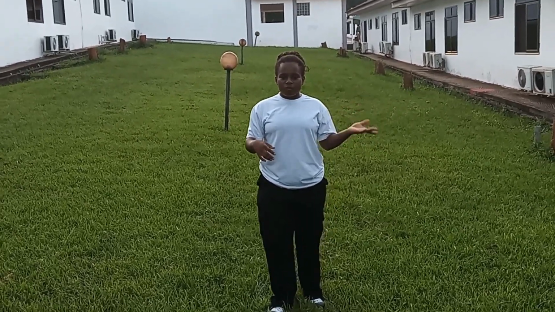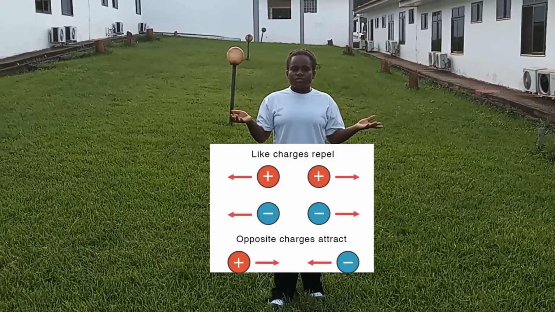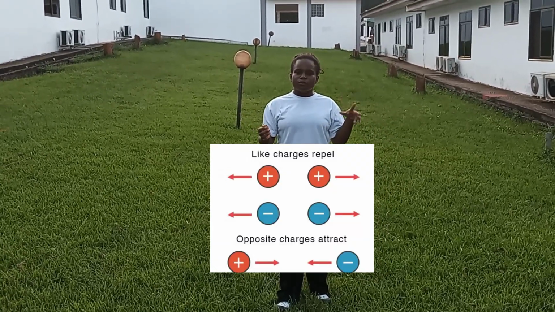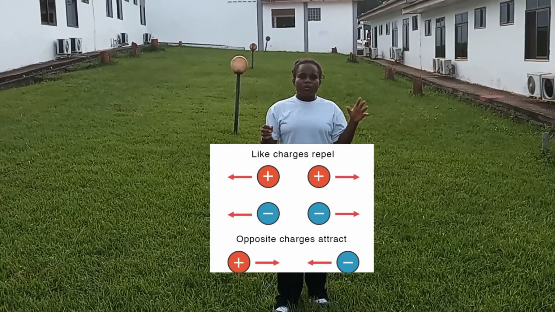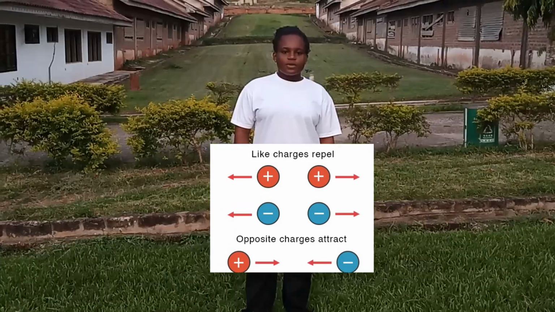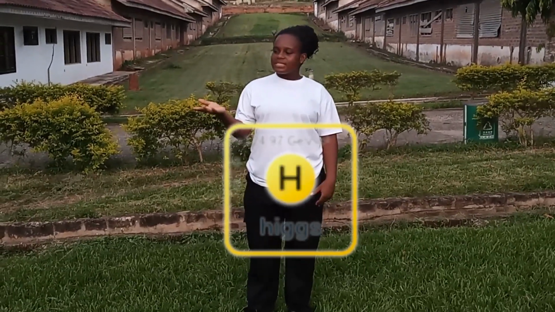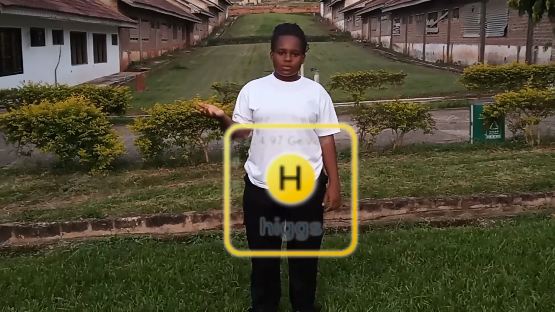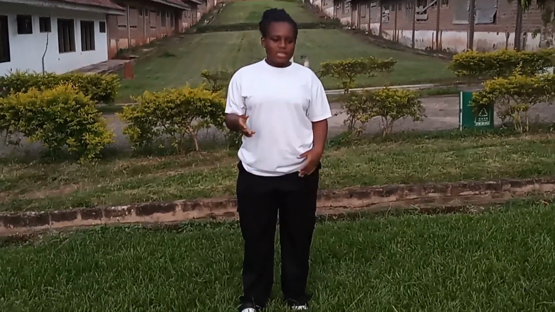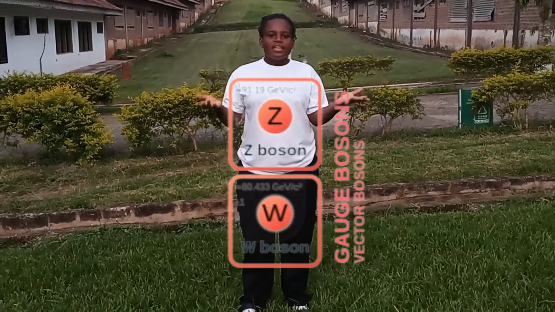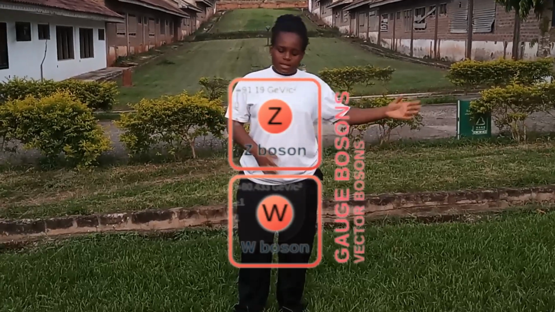Now, you have the electroweak theory, and it constitutes electromagnetic force and then the weak force. Electromagnetic force is created when there's the exchange of virtual photons between charged particles. We have the Higgs particles, and these are responsible for the mass of elementary particles. Now, onto the last force carriers, the W bosons and the Z bosons, and these are responsible for weak forces.